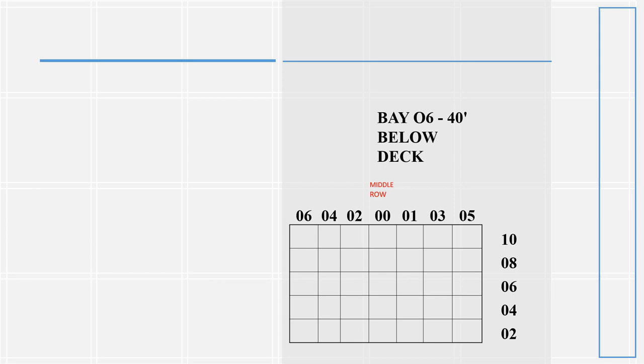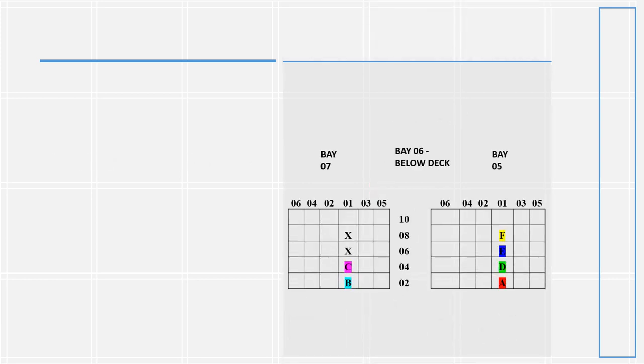Now let's see how 20-foot containers would be represented on a bay. Once we have 20-foot containers, we must now have two identical bays. First, we know that once we are identifying a 40-foot, we are going to use bay 06. If we are identifying a 20-foot in the forward bay, we will use 05, one less than the 40-foot bay. If we are identifying a 20-foot in the after bay, we would use bay 07, one more than the 40-foot bay.